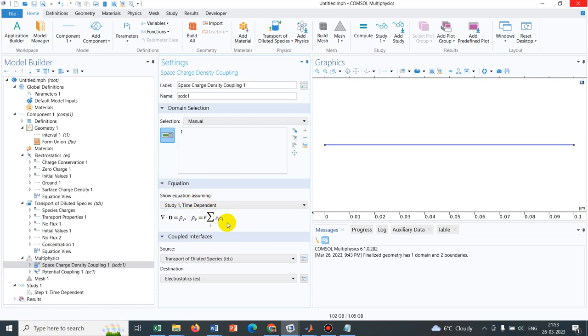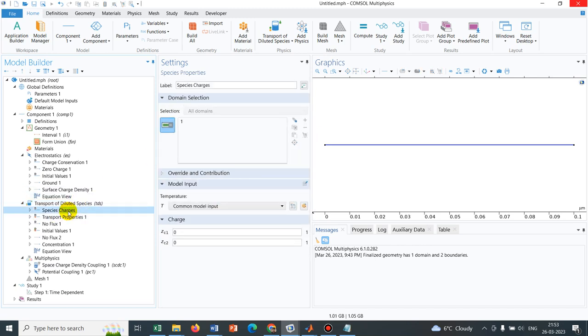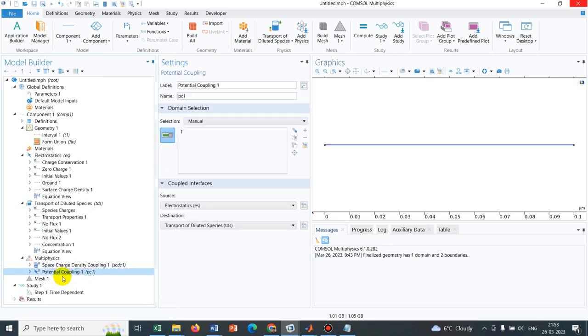So this is the equation I was talking about. This is nothing but the Poisson-Nernst-Planck expression, wherein the space charge density is equal to F, where F is the Faraday constant, summation of Zi into Ci, where Zi is the charge of the cation or anion, and Ci is the concentration of cations and anions. We also need to define the charges. So this C1 is positive, so this is plus 1, and the anion has negative charge, so I put minus 1. So I guess all the things are now perfectly defined.